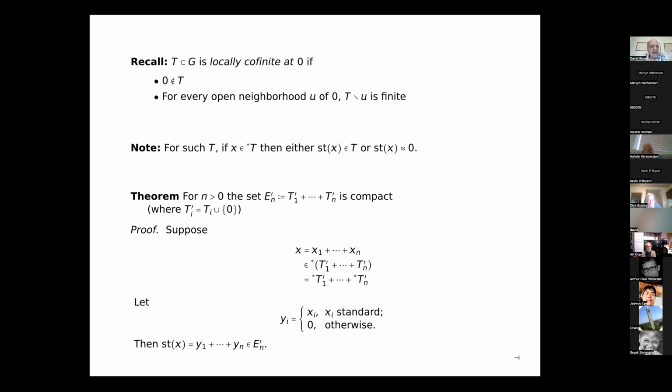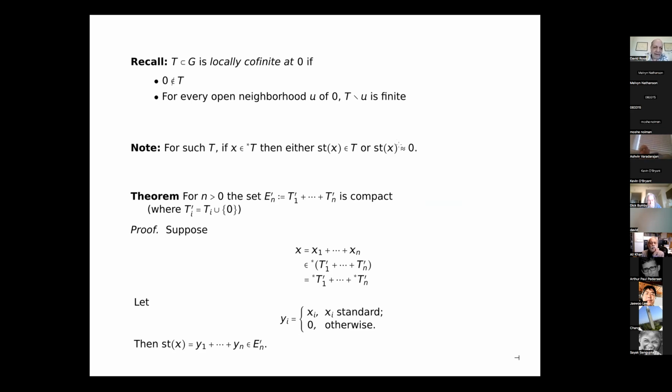T is locally compact, cofinite at 0 if 0 is not in T, but for every open neighborhood U of 0, T minus U is finite. And it's not too hard to see that using the non-standard terminology, if X is in star of T, either the standard part of X is one of the finite guys in T, or if you're in star T and you're not one of the standard elements, that puts you into the monad of 0.